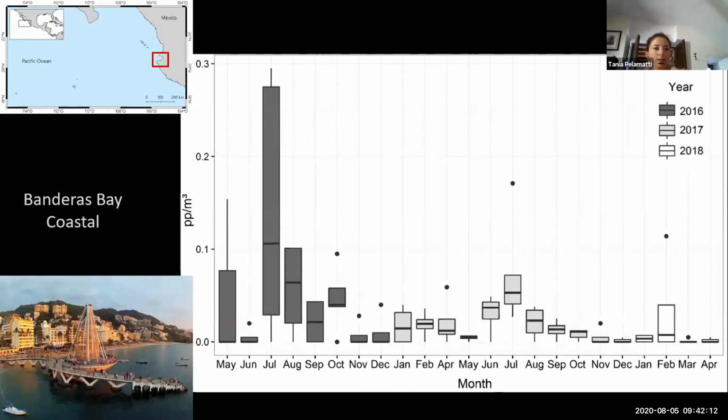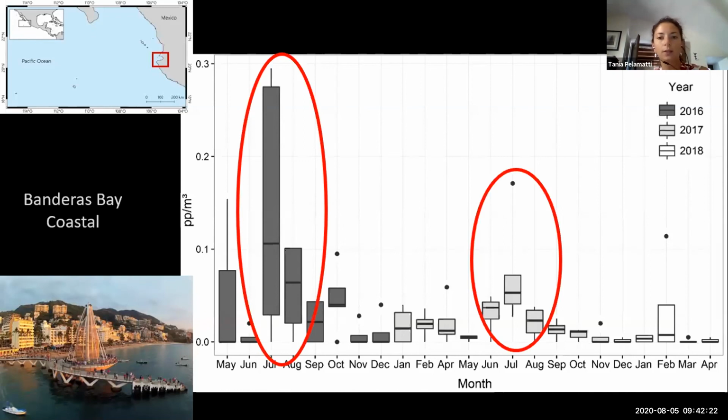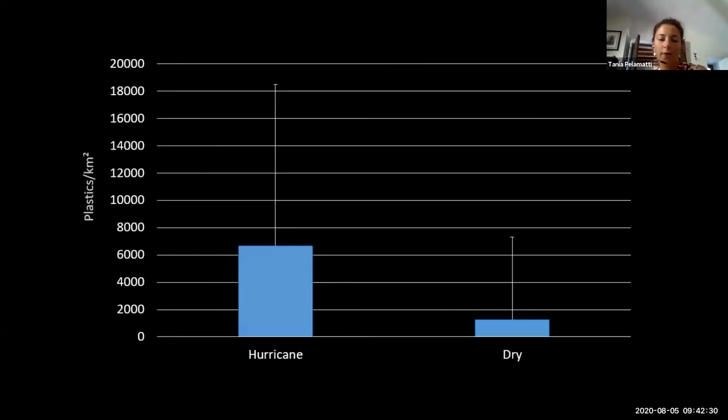So these are the results that we got in Banderas Bay, in the coastal area of Mexico. We have done complete years of sampling, and we have seen that during the summertime, during the hurricane season, we had some spikes in the abundance of plastics. And so we have found differences between the hurricane season and the dry season. And so we started thinking about why there is more plastic in the ocean during the hurricane season.